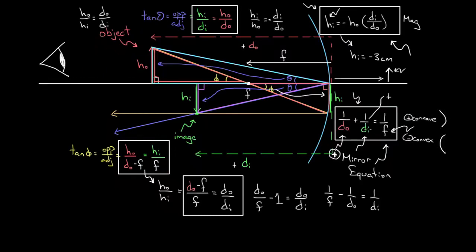Image distances will be positive if they're on the same side of the mirror as your eye, if they're in front of the mirror, but they'll be negative if they're behind the mirror. And again, this is not the only sign convention you could use, but it's as good as any other sign convention, and it's the one used in a lot of textbooks these days.